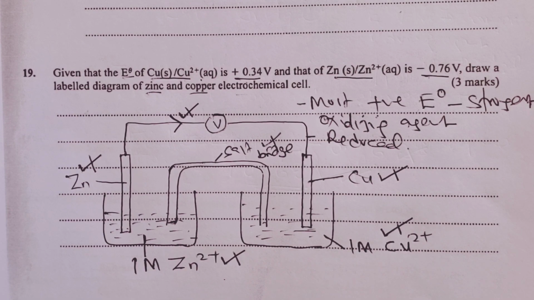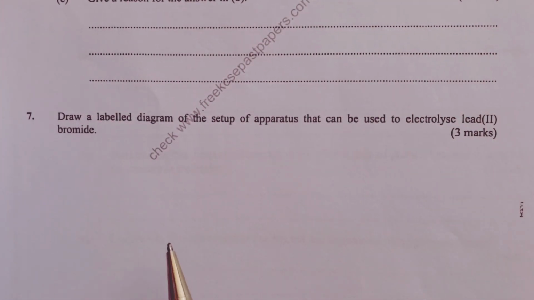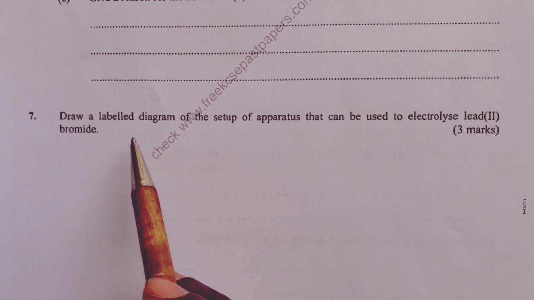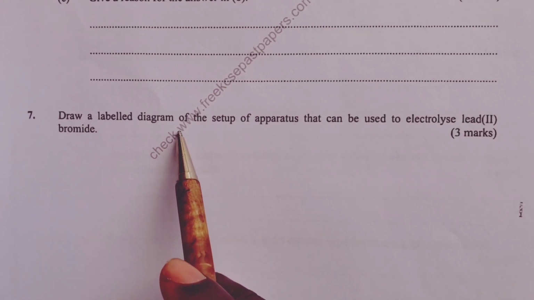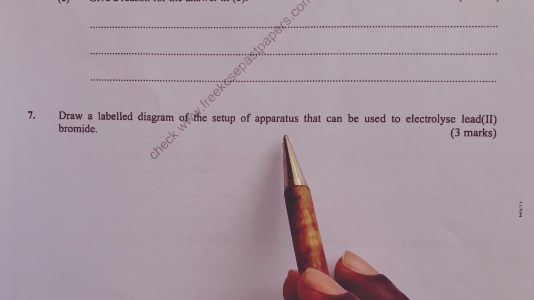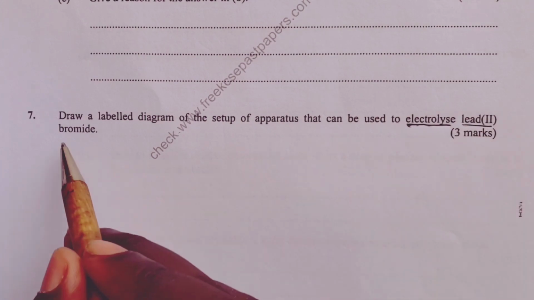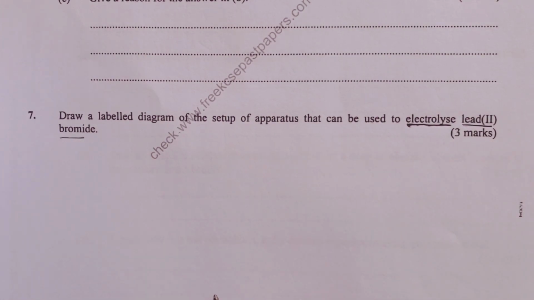We then proceed to now the year 2020. Question number 7. Draw a labeled diagram of the setup of apparatus that can be used to electrolyze lead 2 bromide. This is now from Form 2, Electrochemistry 1.